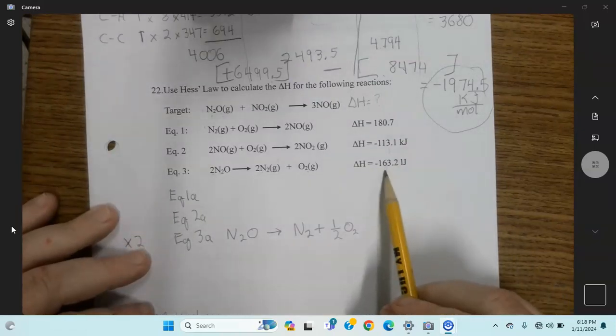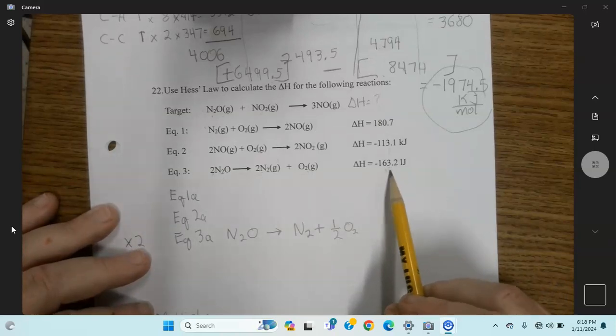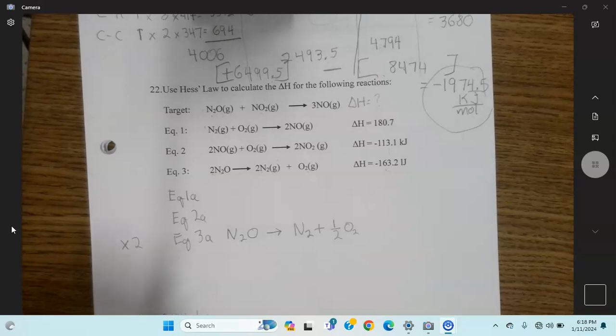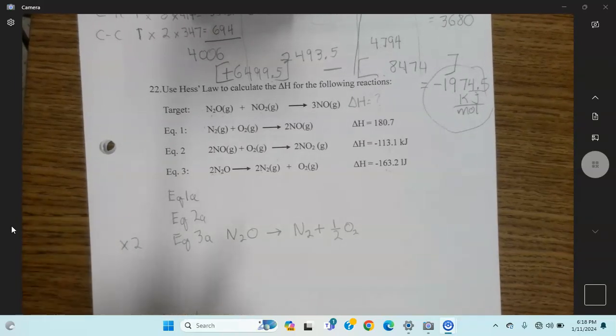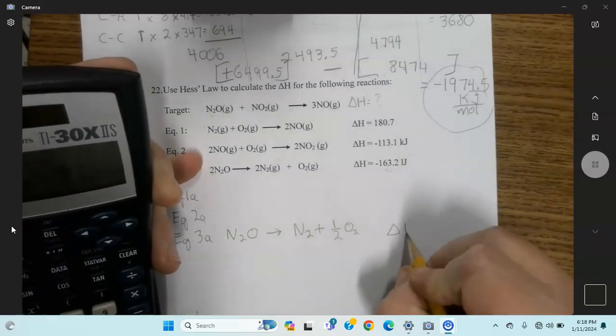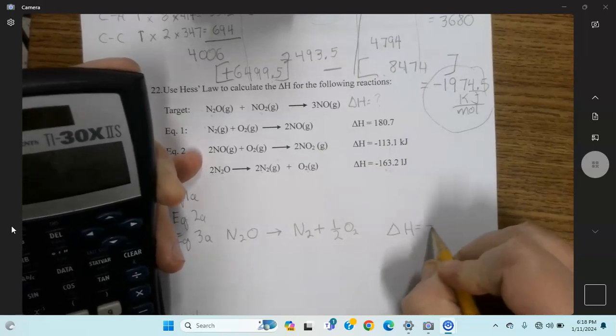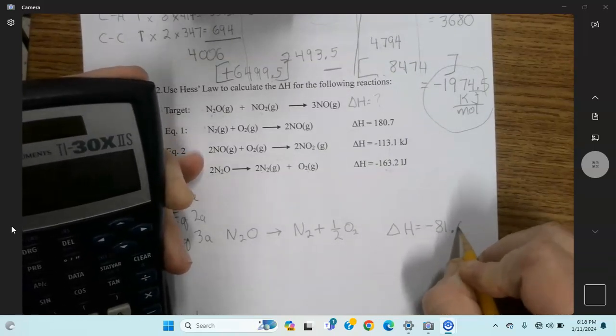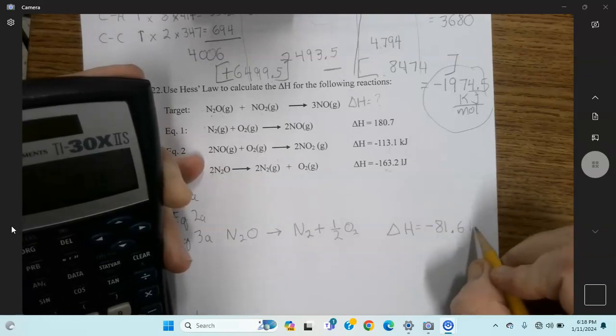Now this is the key. You've got to take the enthalpy and cut that in half, okay? So half of 163.2. Okay. And that's going to give you 81.6, and it's a negative. You don't change the sign. Kilojoules per mole.